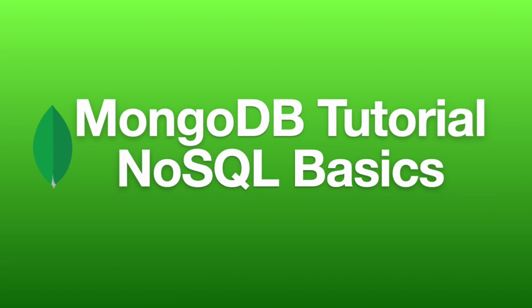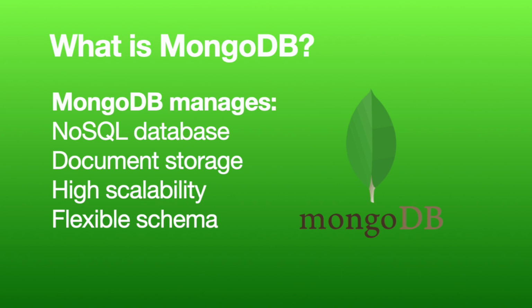In this tutorial, we'll explore the basics of MongoDB, including its data structure and the installation process. MongoDB is a NoSQL database that manages data in a flexible, document-based format. Instead of storing data in tables like traditional relational databases, MongoDB stores data as documents, JSON-like objects, making it easier to work with complex and changing data.